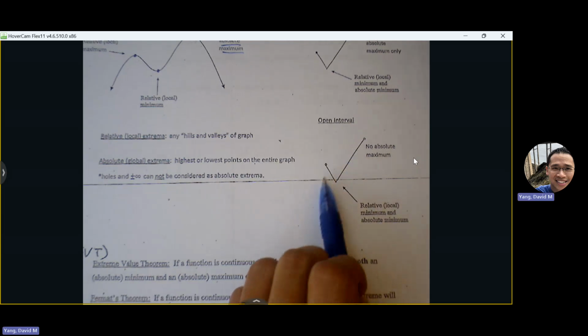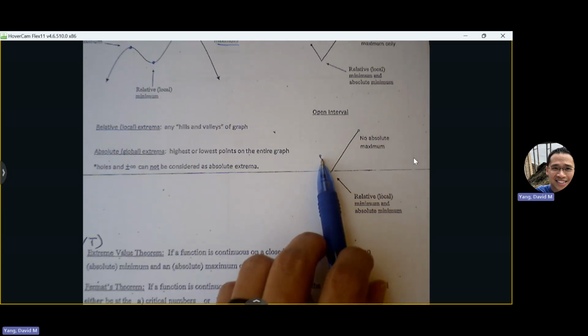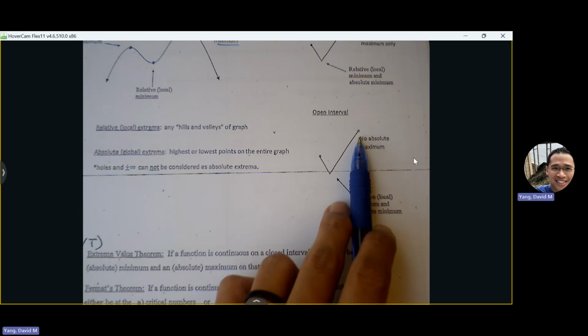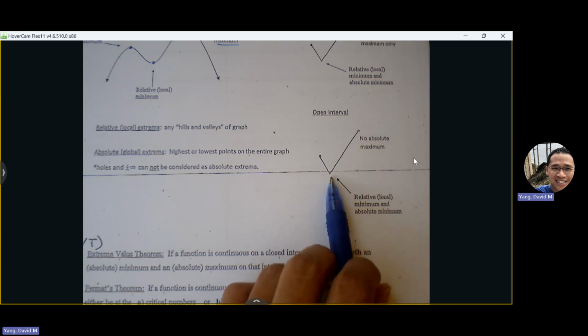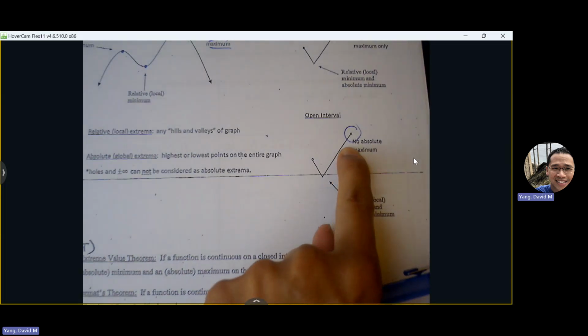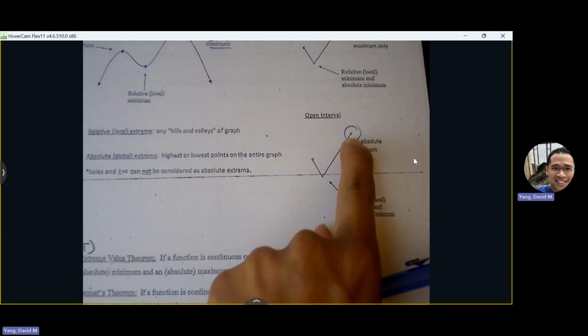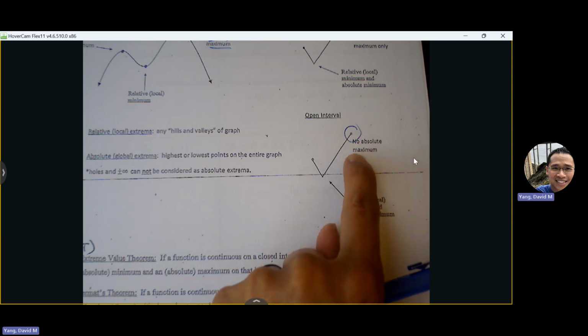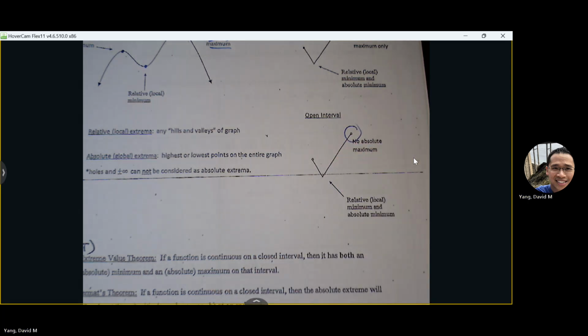Okay, now if this is an open interval, meaning that the points are not defined, but we can get infinitely close towards that point, there is still a valley of the graph. This would still be a local minimum, a relative minimum and an absolute minimum. But there would be no absolute maximum here because if I find a decimal really close to that hole, I can always find another decimal even closer. So we can never pinpoint an absolute maximum highest point on this graph.